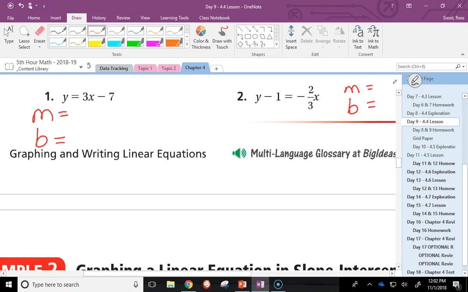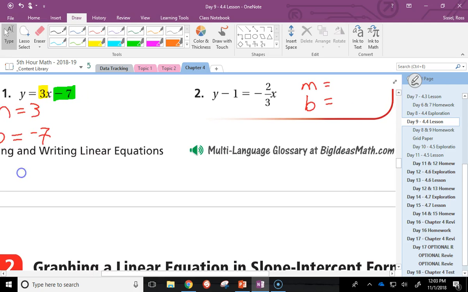Alright, let's go ahead and look. Okay, number 1. Miles, what do you think the slope is on number 1? It is 3. It is the coefficient that came before the variable x. What is my slope? It is -7. Okay, make sure you say -7. You have to use that sign that went with it. M is slope. -7 is our y-intercept.